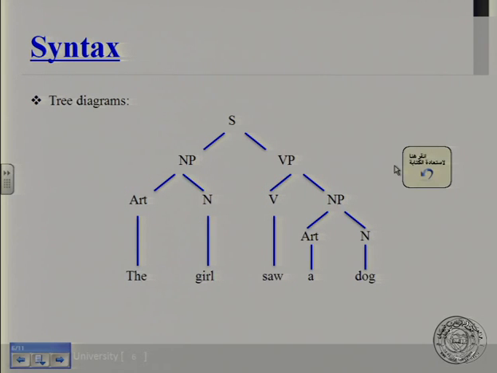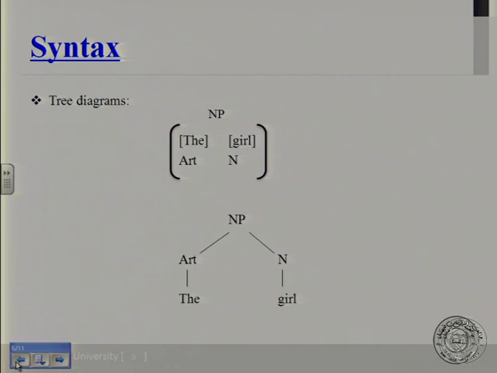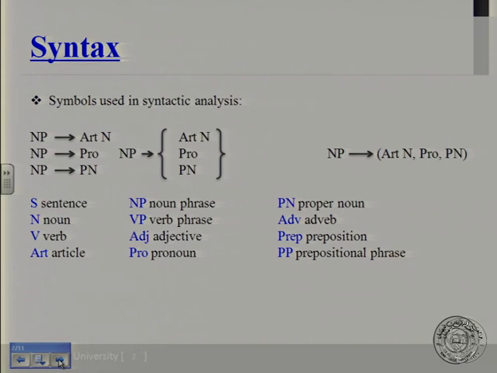Another example here. Sorry, let me just go back to check if we have another example. No, that was the only example here.